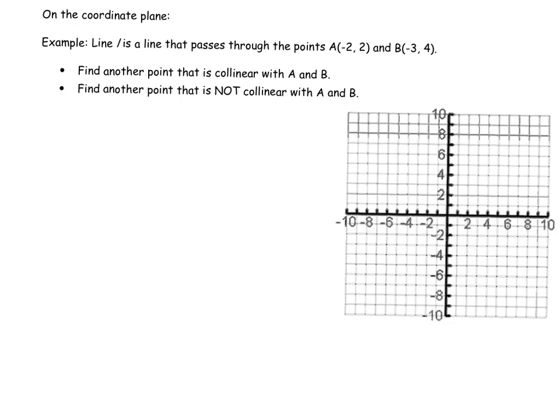Okay, so now that you've got your questions down, we're going to talk about what it means when we're looking at points and lines on the coordinate plane, or the XY plane, or the Cartesian plane that you talked about for all of last year. So in this example, we're saying that line L passes through points A at -2, 2. So I'm going to put point A on my plane, and point B is at -3, 4. So there's point B.